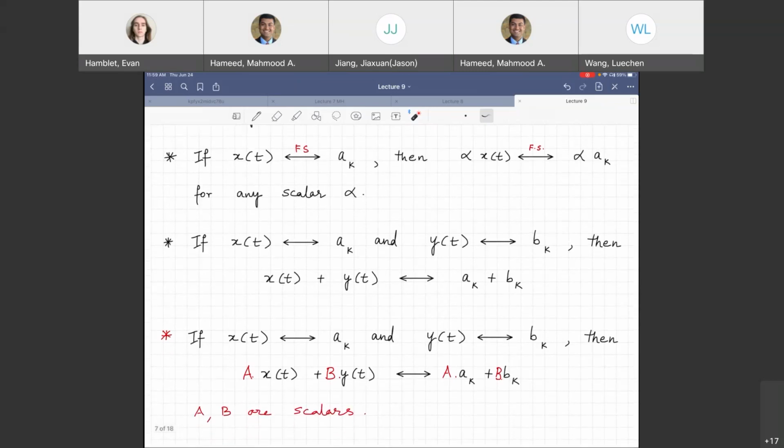Now, if you combine the homogeneity and the additivity property, you get what? The linearity property. So we have two signals, x and y. We know the Fourier series coefficients of x and of y as a sub k and b sub k. That's given. We are trying to find the Fourier series coefficients of a signal a x of t plus b y of t, where a and b are scalars. It is going to be a times a sub k plus b multiplied by b sub k.